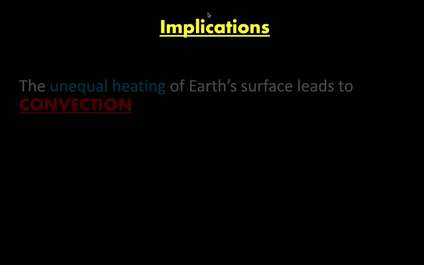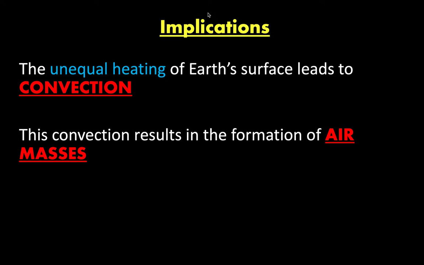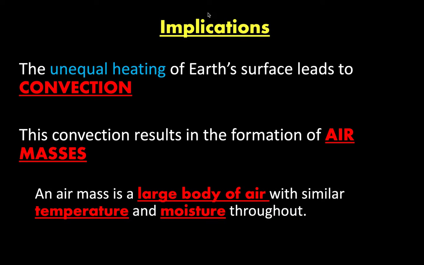So this has some implications, and this is where your notes for the day are going to pick up. So the unequal heating of Earth's surface leads to convection. Remember that convection is the movement of a fluid, because as temperature rises, the density is going to decrease and less dense objects will float. In our atmosphere, this is going to result in the formation of an air mass, or kind of a blob of air, with similar temperature and moisture content throughout. Remember that because this is a screencast, if you need to pause me to complete your notes, go right ahead.